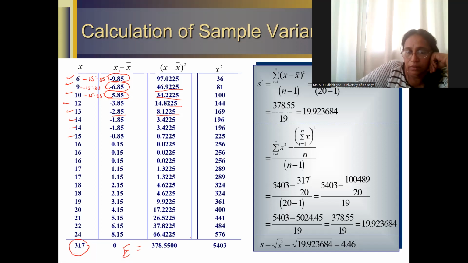Clear? That is 370.55. So it is here. You can write it here. And n minus 1 is 90.